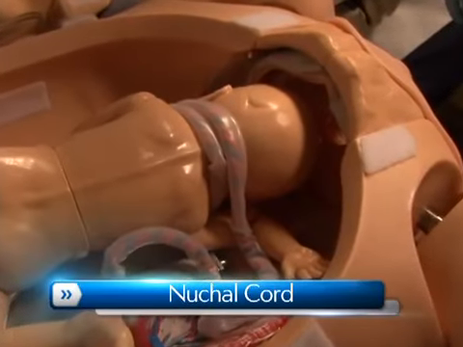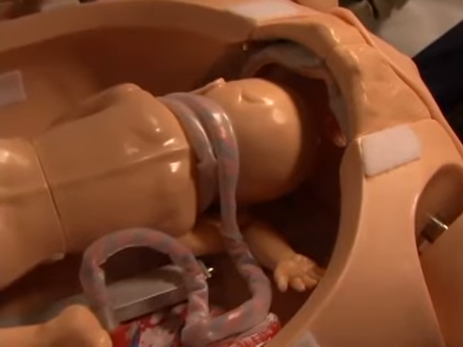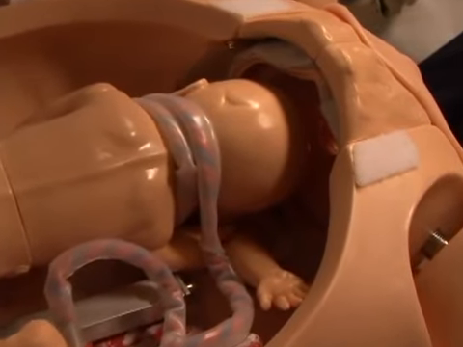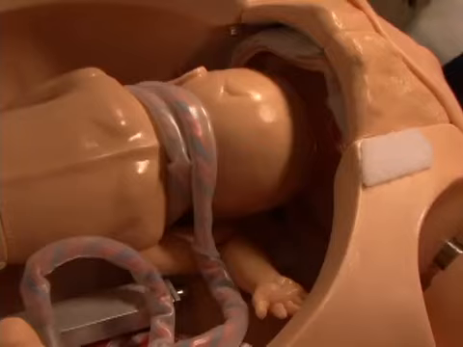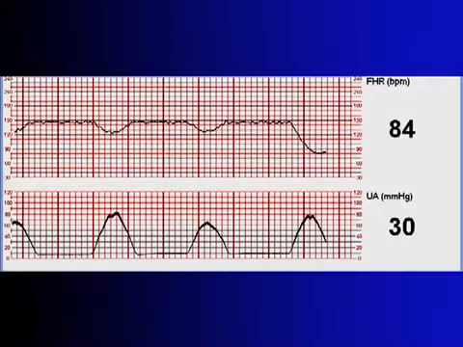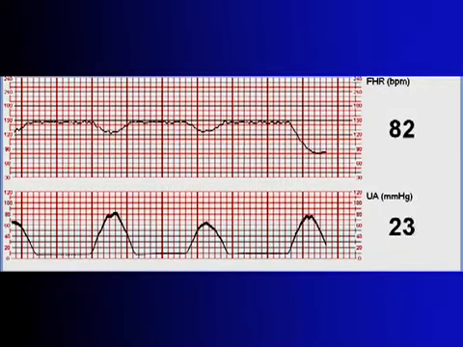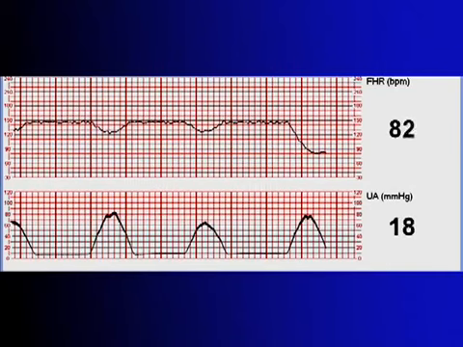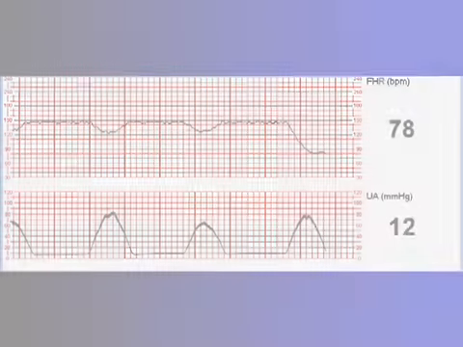Nuchal cord. In the event that the umbilical cord is wrapped around the fetal neck, the instructor can implement realistic fetal heart rate response from the tablet PC. The students will see the variance in the strip reflecting the fetus's lack of oxygen.